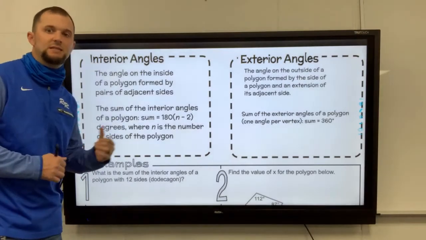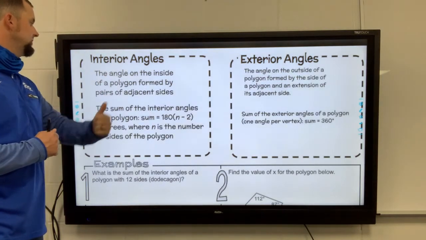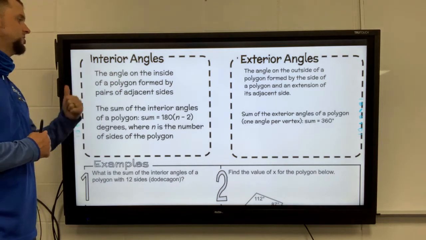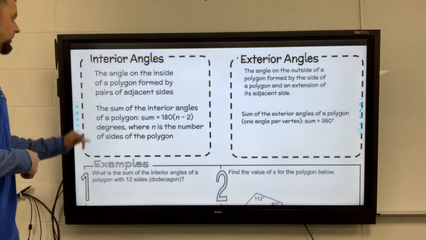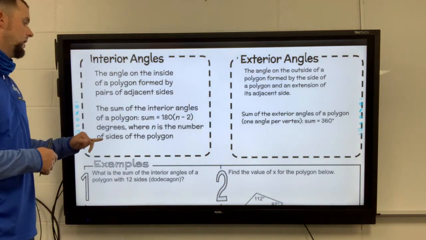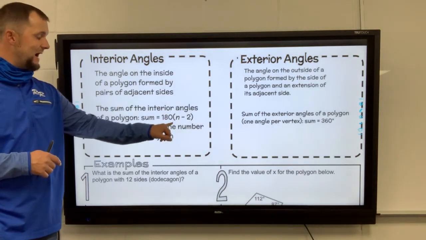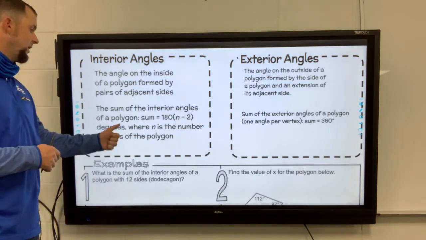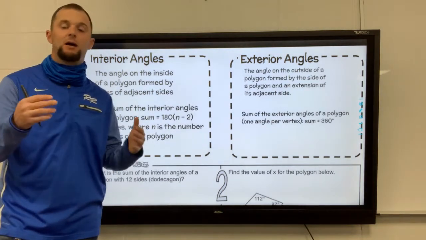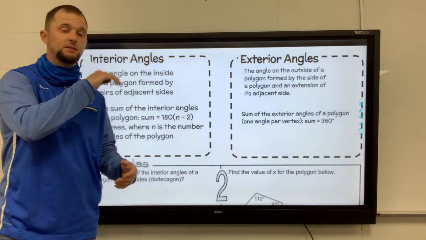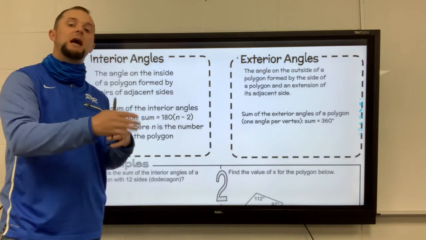So the first thing I'm going to look at is exactly what I mean by interior angles. It says here, the angles on the inside of a polygon formed by pairs of adjacent sides. So basically all the angles that are formed inside of a polygon. The sum of the interior angles of a polygon is equal to 180 times n minus 2, where n is the number of sides of the polygon. So I can take any polygon out there, count the number of sides, plug it into this formula, solve it, and it's going to tell me what all of those angles add up to.